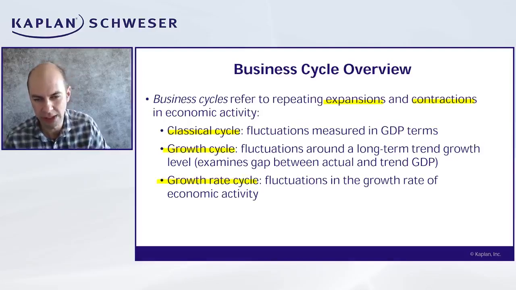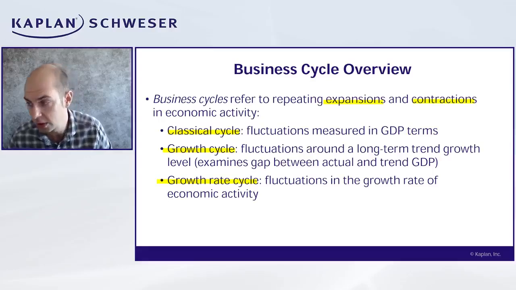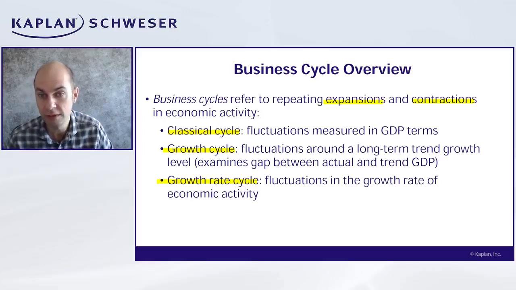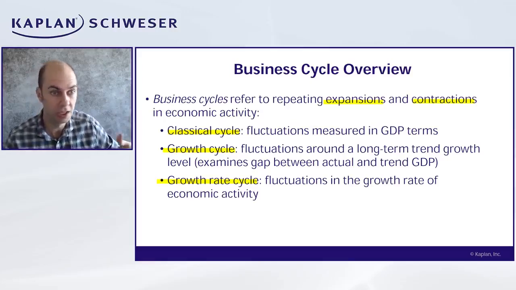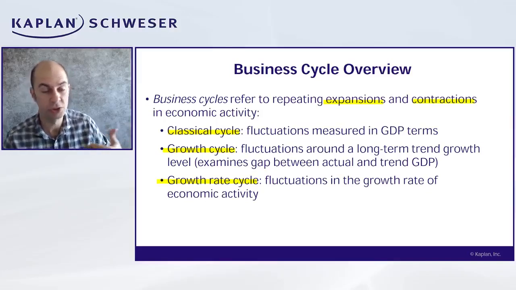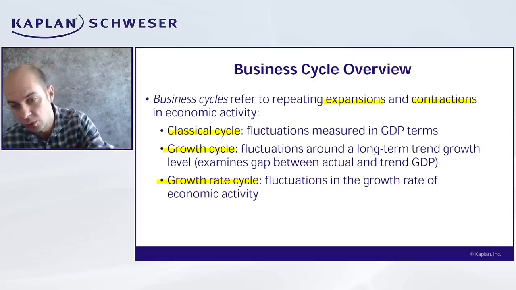Okay, so it's pretty definitional here. I'm not gonna lie to you. There's no logic that you're gonna be applying here, there's no analysis. You're just gonna plow through these definitions and move on with your studies. So your classical cycle is looking at oscillations in GDP measured in volume. The growth cycle is going to be looking at these oscillations relative to some sort of trend.